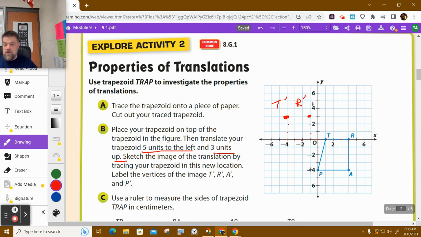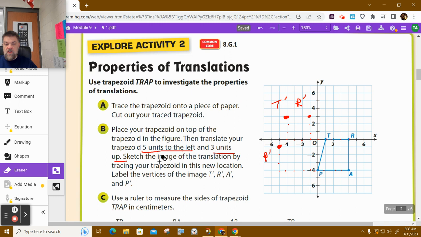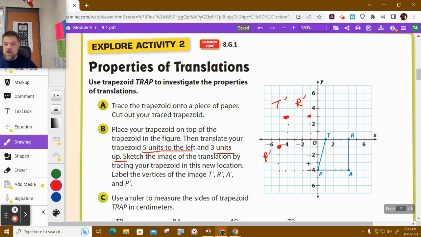Then for P, I'm going to go over 1, 2, 3, 4, 5, and then I'm going to go up 1, 2, 3. And then over here, I'm going to do the same. Oh, that's P prime. Then I'm going to do A, which would be 1, 2, 3, 4, 5. Oh, I can't put it there. What am I doing? Then from there, I'm going to go up 3, right? So I'm going to go up 1, 2, 3.